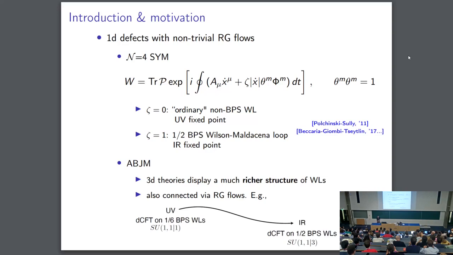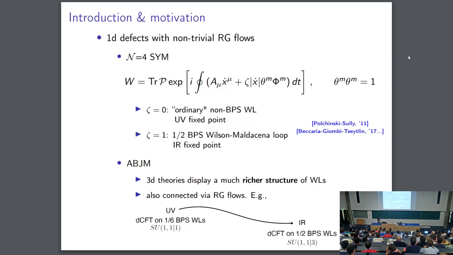And in ABJM, we have an analogous situation. But the fact is that in 3D, we have a much richer structure of BPS Wilson loops. So again, we will have some RG flows connecting different representatives, but we have a much richer structure to play with, and I will be showing you today.